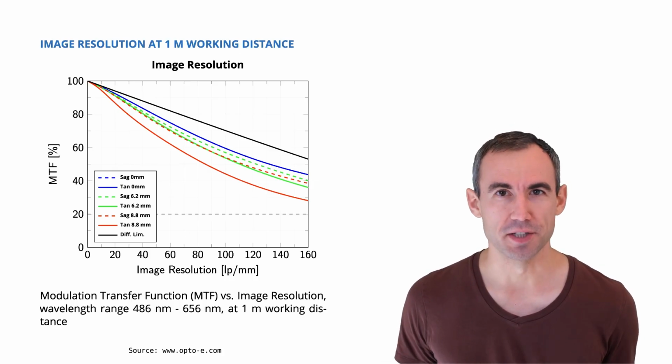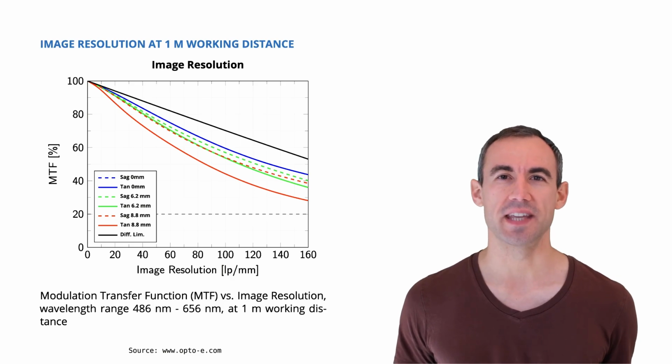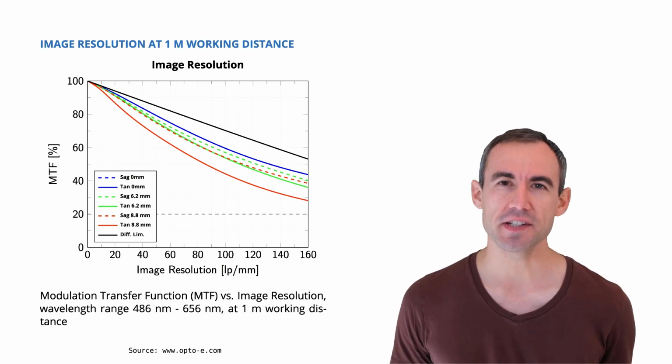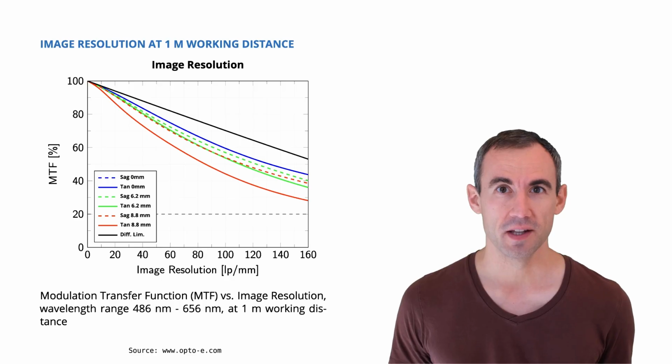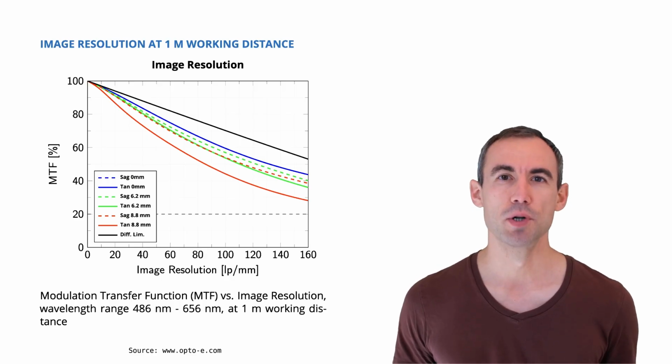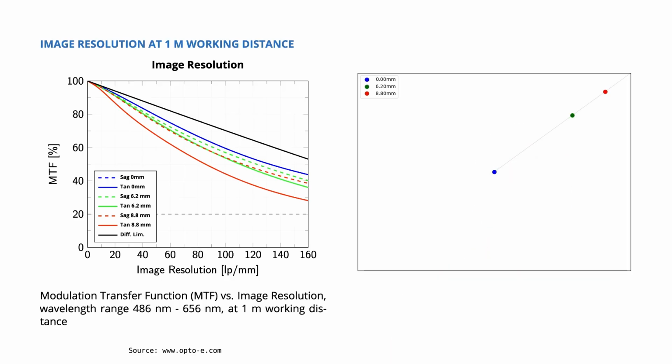So why are there multiple lines? That's because the errors that affect lenses are not the same across the entire image. On this MTF chart, the blue lines refer to the contrast in the center of the image. The green lines refer to a point that's about 6 millimeters away from the center, and the red lines to about 9 millimeters away from the center. And they are clearly different.